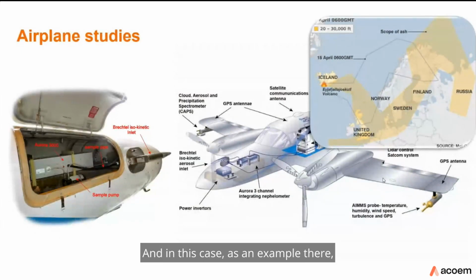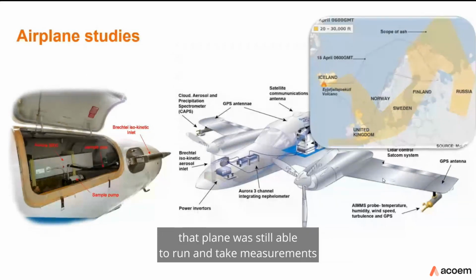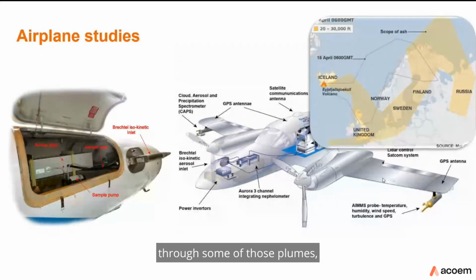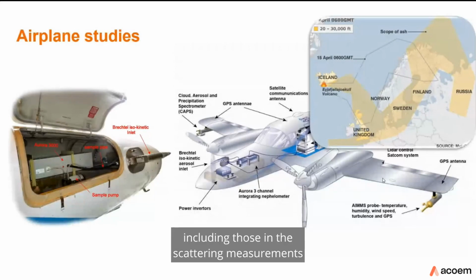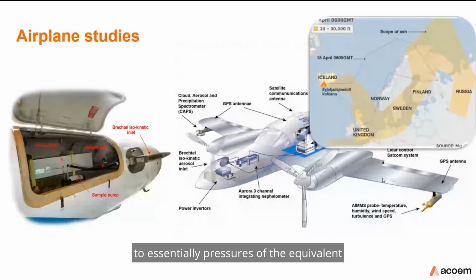And in this case, as an example there, when a number of airlines were shut down with a volcano in Iceland a number of years ago, that plane was still able to run and take measurements through some of those plumes, including using the scattering measurements from a nephelometer. So that nephelometer has been tested to essentially pressures of the equivalent of flying at an altitude of 15,000 meters.